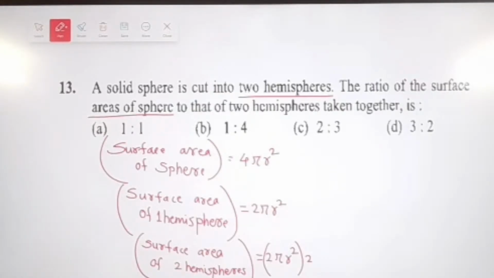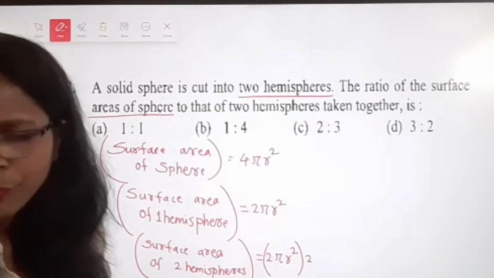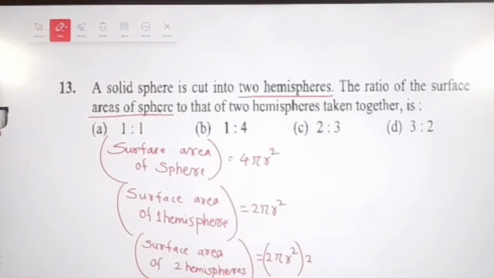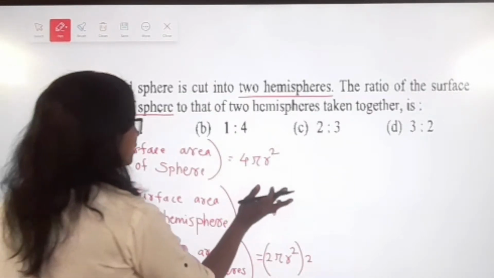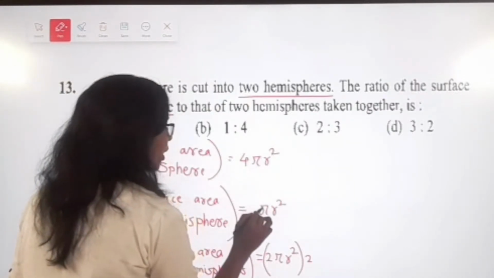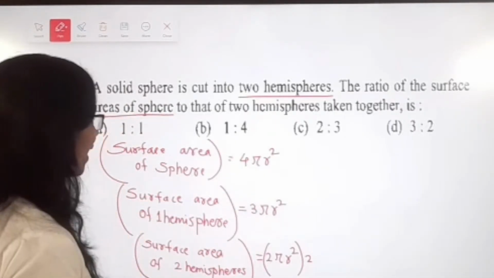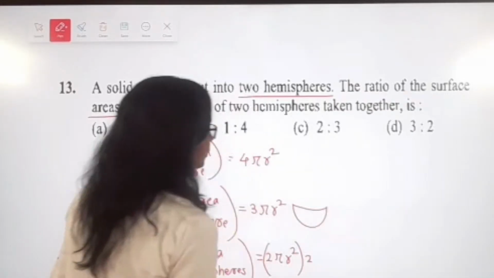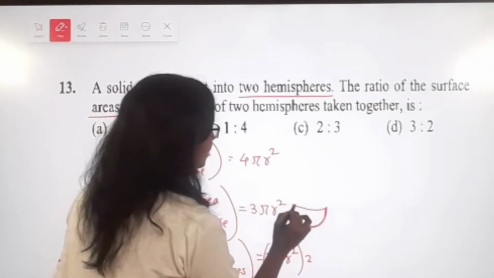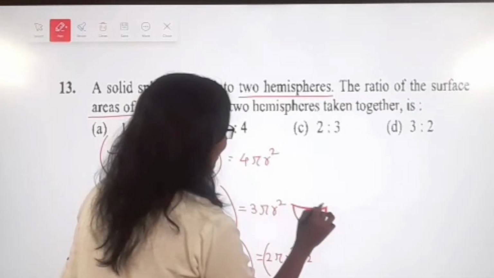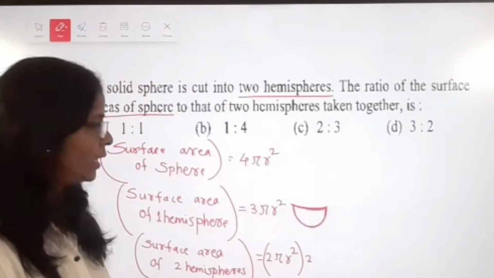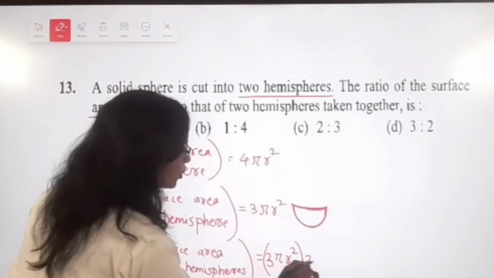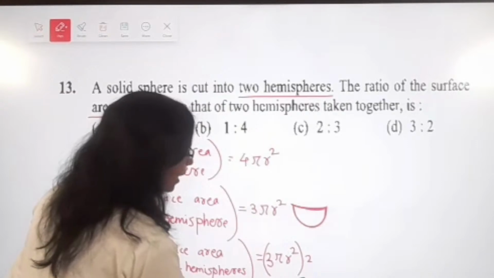If you see the surface area of one hemisphere, it will be 3 pi r square, because if you cut this sphere, we get this curved surface as well as this flat surface. So it is 3 pi r square. Multiplied by 2, that means 6 pi r square for two hemispheres.